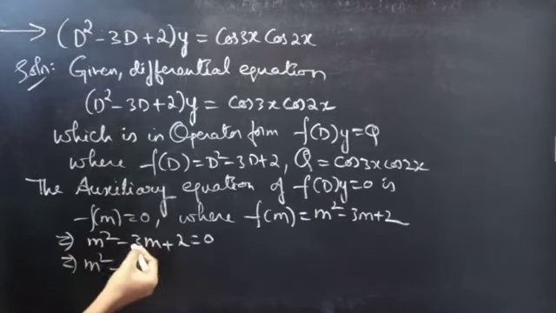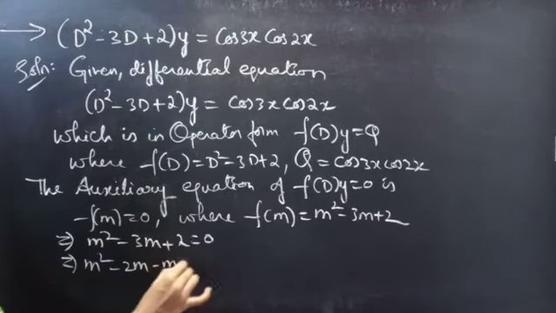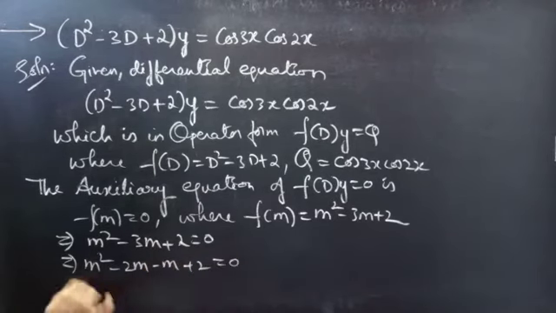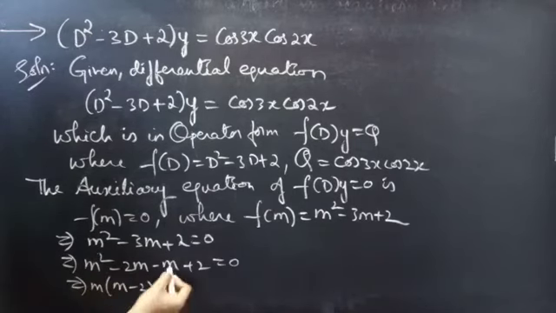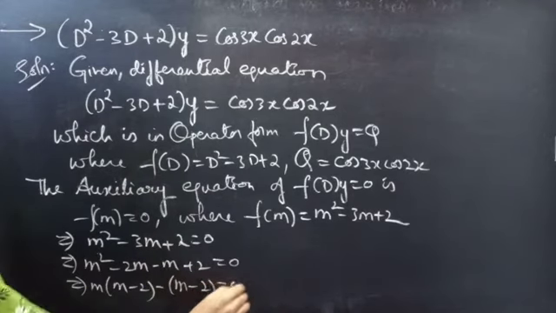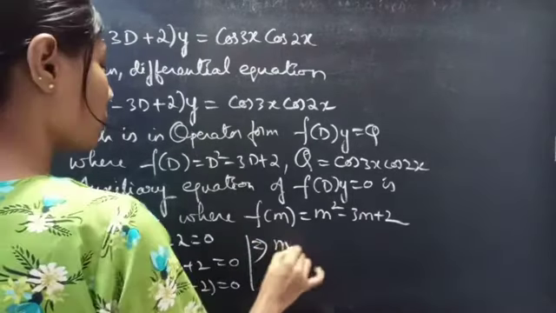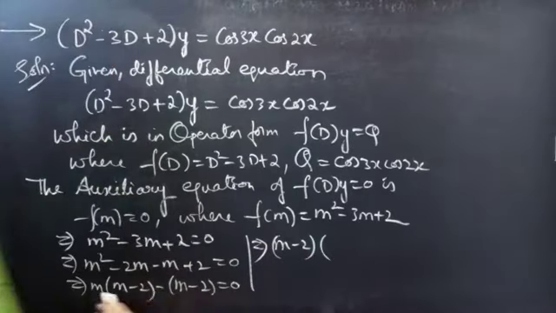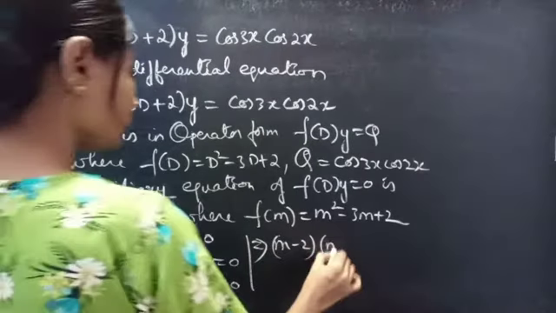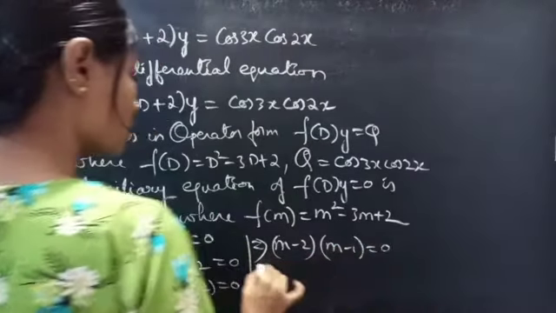Now split -3m as -2m - m, plus 2 equals 0. Now take m common from the first two terms. You'll get m(m - 2), and take minus common from the next two terms. You'll get -(m - 2) = 0. If you notice, we have m - 2 in both the terms, so let's take m - 2 common. We'll get (m - 2)(m - 1) = 0.